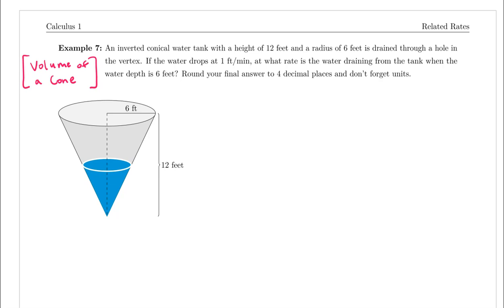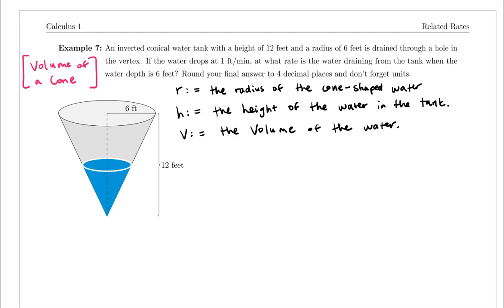But let's define some variables first. All right, so I've defined 3 variables: r to be the radius of the cone-shaped water, h to be the height of the water in the tank, and then v, the volume of the water. So if you don't remember the formula for the volume of the cone, we have that the volume of a cone is equal to pi over 3 times r squared, which is the radius, times the height.